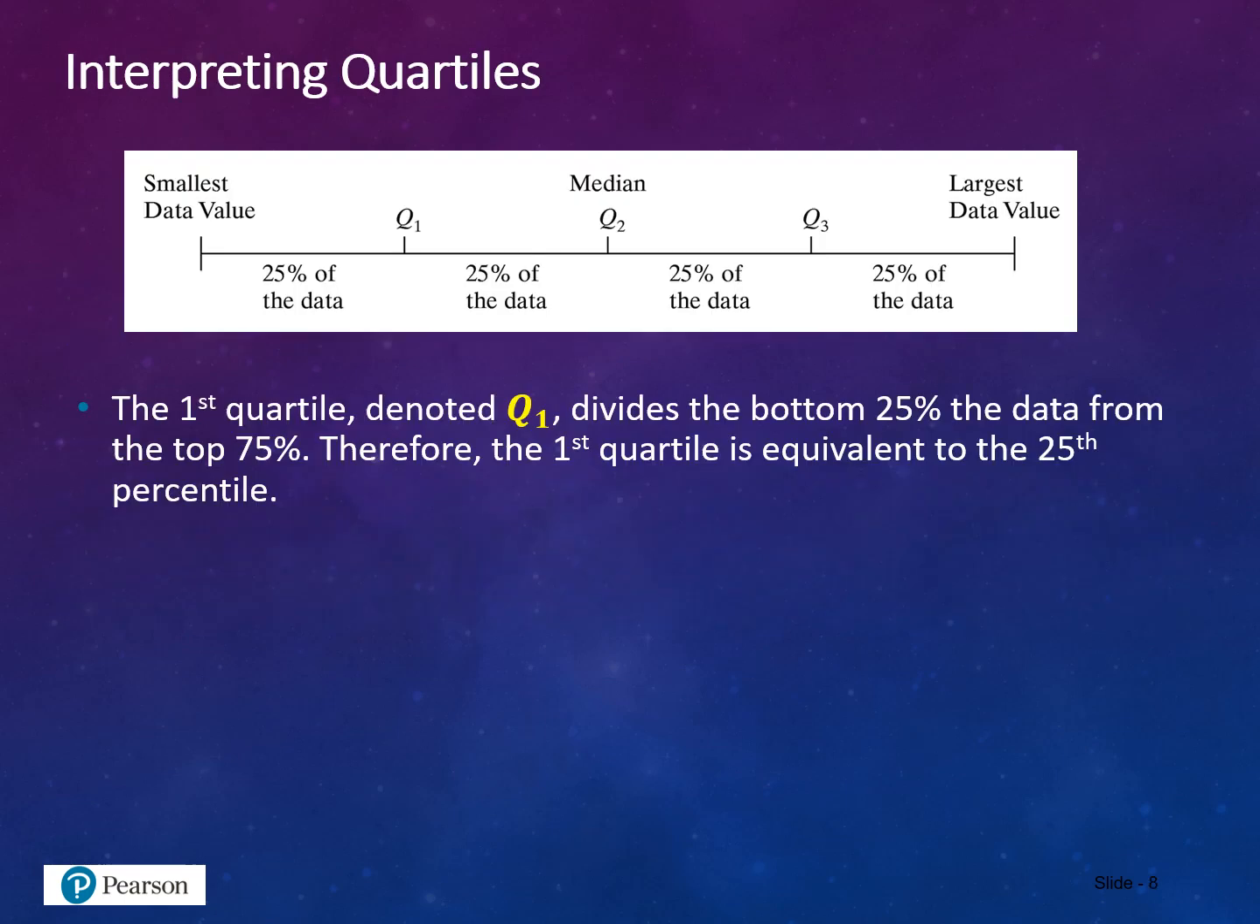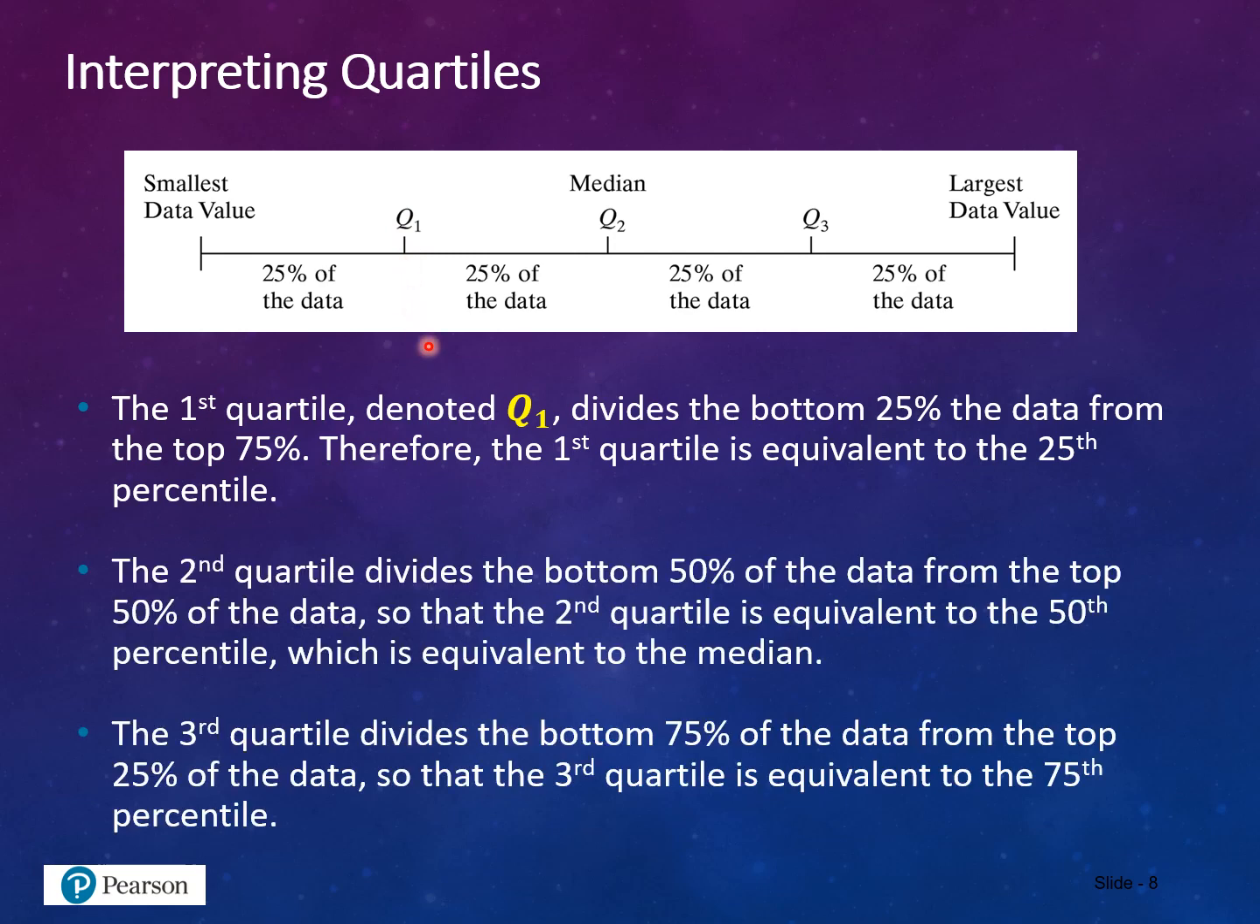The first quartile, Q1, divides the bottom 25% of the data from the top 75% of the data. Therefore, to find quartile 1, this is equivalent to the 25th percentile that we saw in the last problem.